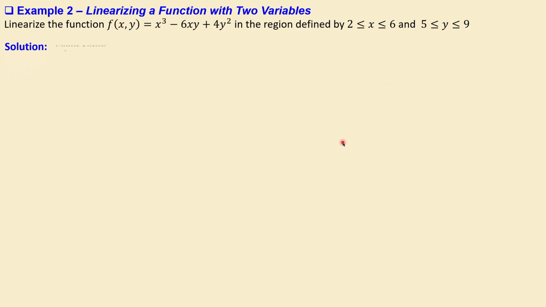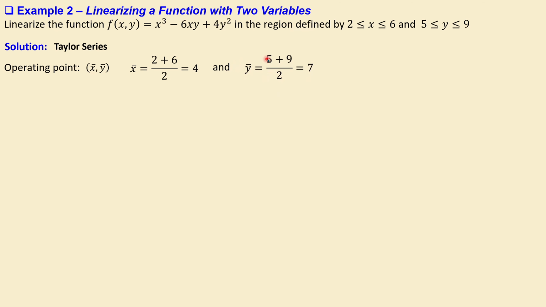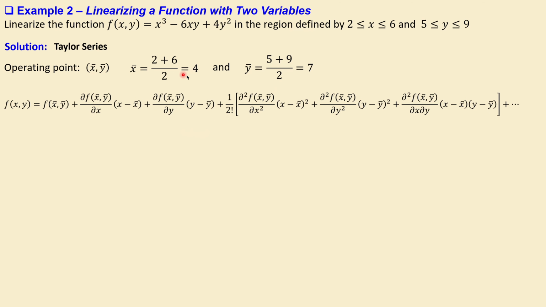Now let's look at the solution. For the Taylor series, we need an operating point. It's called x bar and y bar, which is sort of the average of that. We can set x bar as the average of 2 and 6. So 2 plus 6 over 2 is 4. That's the x coordinate of our operating point. Similarly for y, 5 plus 9 over 2 is 7. So the operating point is 4,7.